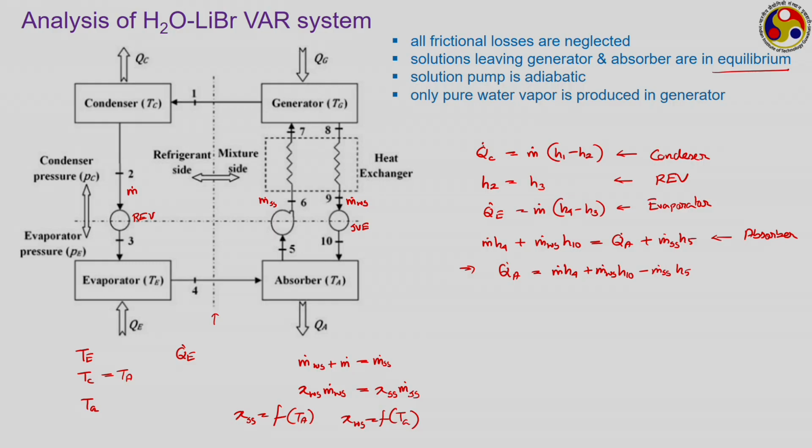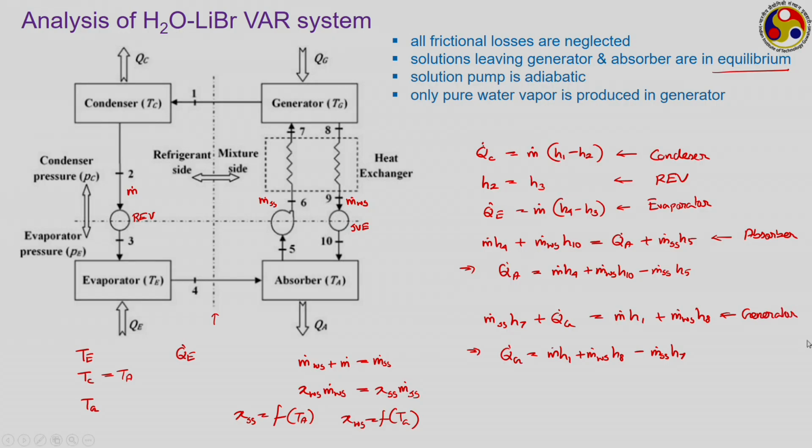Similarly, if we perform an energy balance across the generator, then the total energy that is coming in is m dot strong solution H7 plus Q dot G, which is equal to m dot into H1 plus m dot weak solution into H8. Rearranging, we can write Q dot G to be equal to m dot into H1 plus m dot weak solution into H8 minus m dot strong solution into H7. This is for the generator.